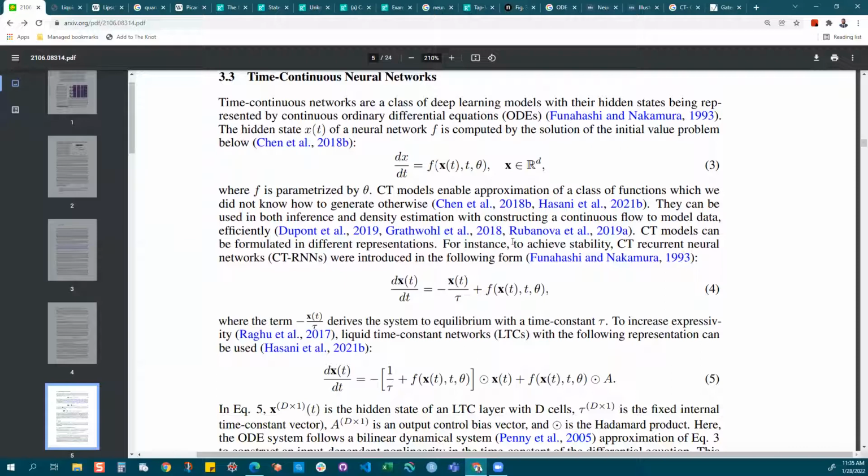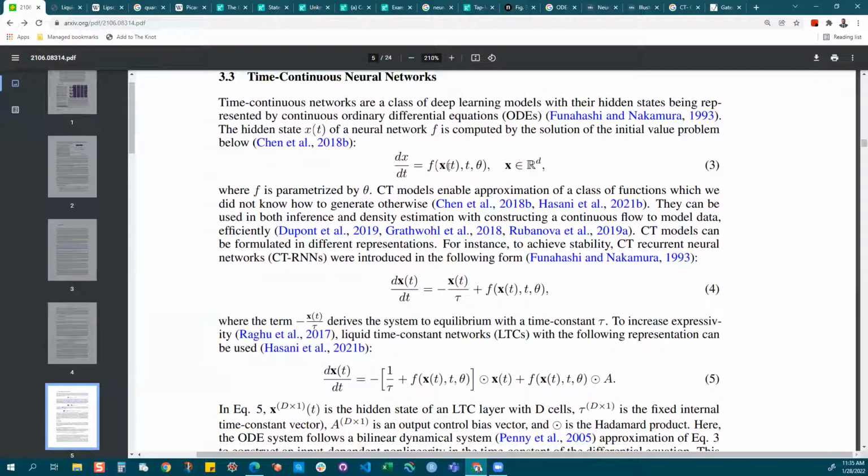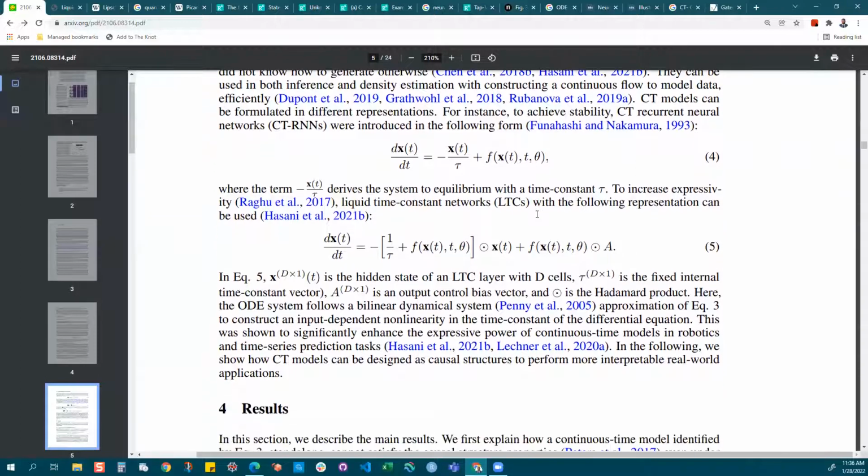And then they talk about approximating and expanding this very simple equation, which talks about the hidden state of a neural network and its connection to differential equations by adding another term to this equation, which is a function of the hidden state divided by a time constant tau, and they add that to their equation as well to achieve stability, as they say in the paper, and to make the equations perform in a much smoother manner.